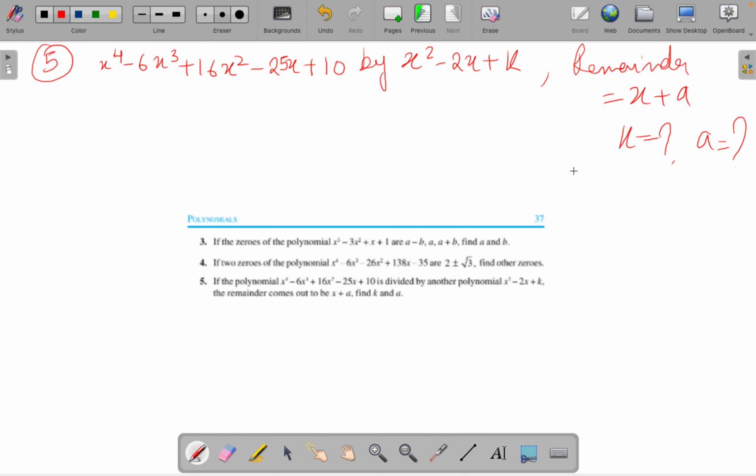The question looks a little difficult, children, but it is not difficult at all. The question is simple. I just want you to do a long division the way I have taught you and not worry about a and k. Okay, we start the long division. x to the power 4 minus 6x cube plus 16x square minus 25x plus 10. Let's do the long division, then we will come to know what to do next. Don't just get terrified by the way the question looks.